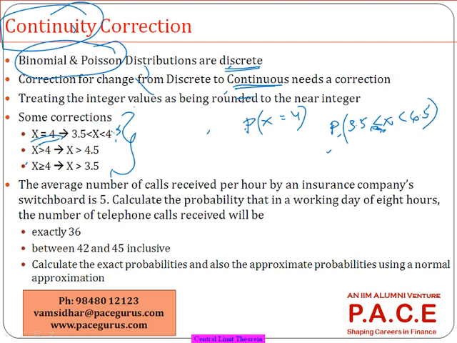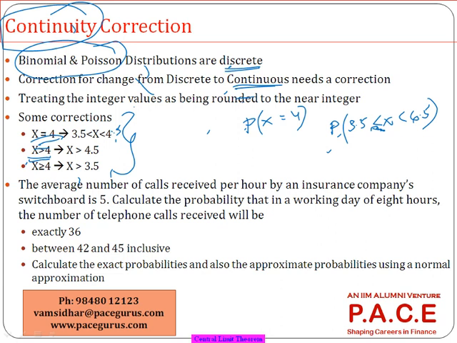Similarly, if the question talks about finding the probability of x greater than 4, in a binomial case, what is x greater than 4? 5, 6, 7, they are the ones. So when you are taking it in the normal case, you take it as greater than 4.5, because in a continuous case, anything greater than 4.5 will be taken as 5. So when you take it into normal, take it as x greater than 4.5.